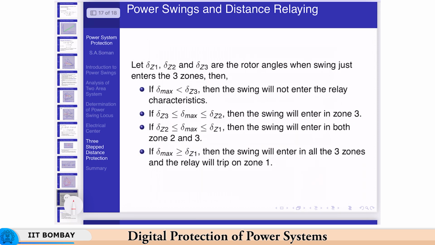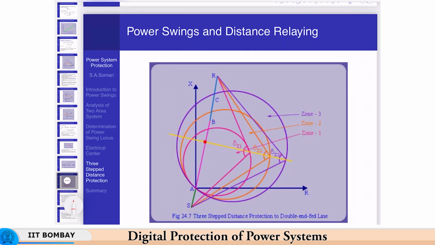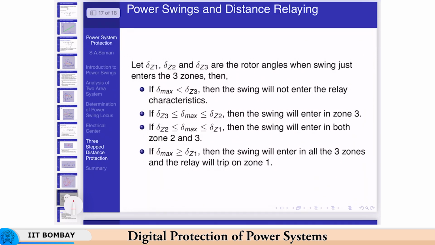If on the other hand, the delta max is between delta Z3 and delta Z2, what is delta Z2? It is the angle subtended by the zone 2 characteristic at the point where the zone 2 characteristic intersects the locus, and delta Z1 similarly for zone 1. So, if the delta max is less than delta Z3, then you do not have to worry. If it is between delta Z3 and delta Z2, then the swing will enter zone 3. If it is between delta Z2 and delta Z1, then it has entered both zone 2 and zone 3. And if it is greater than delta Z1, then of course it has entered zone 3 first, zone 2 and then zone 1.